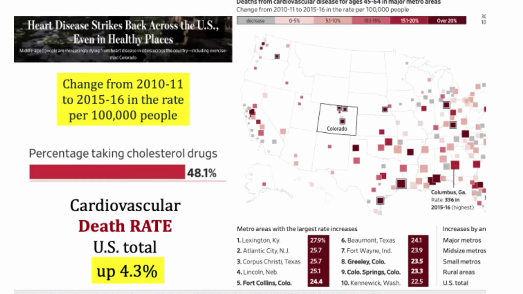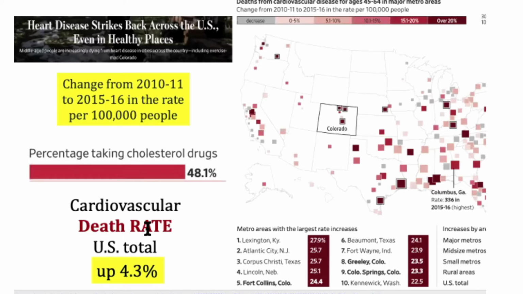Since we're going to talk about heart disease a bit today, this is a really interesting article that some crazy guy sent me by the name of Richard Loudon, my Uber optometrist friend, that from 2011 to 2016, heart disease mortality has increased dramatically in the United States, overall by 4.3%.